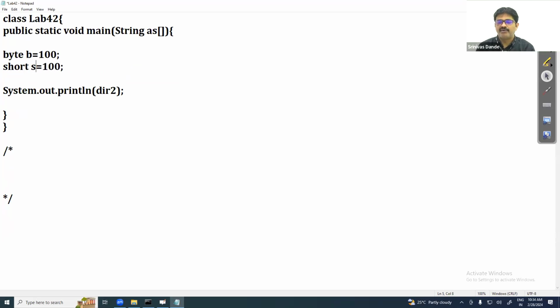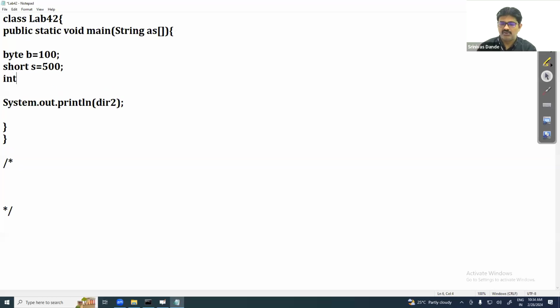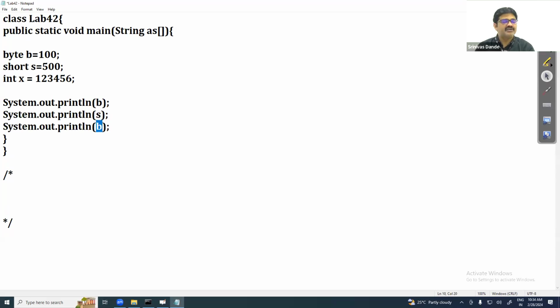If you have a little bit bigger values, suppose I have the value 500 to store, then you go for a short. And int x equals, suppose I have a number like 1, 2, 3, 4, 5, 6. Bigger numbers, I can go for integers, right? Long we will take later. So you have 4 types. I am showing here the byte, the short and integer. When to use these types, depending on the size of your value, you select that.